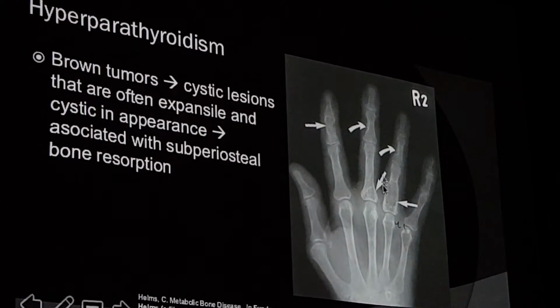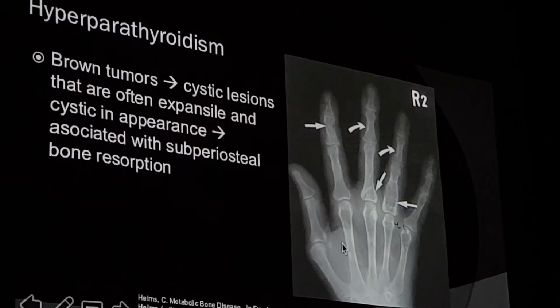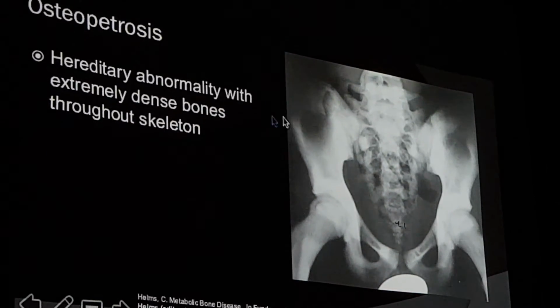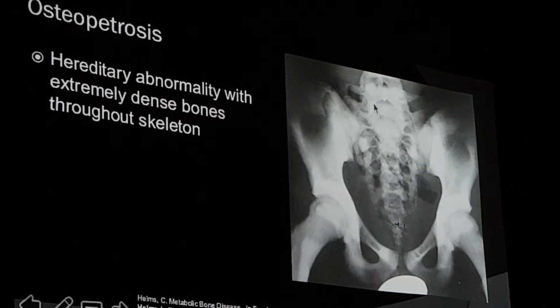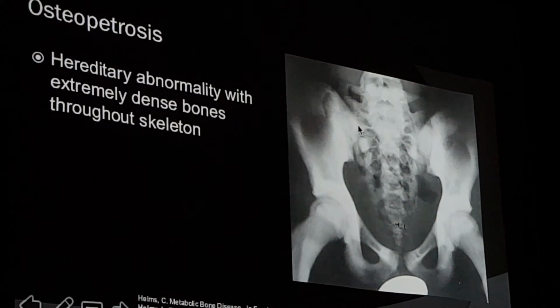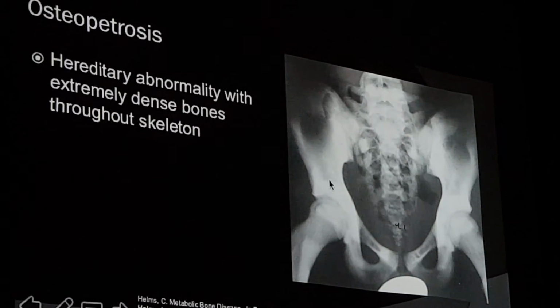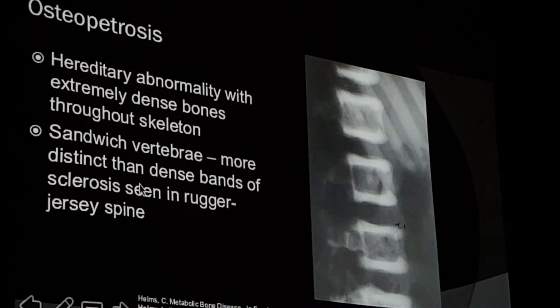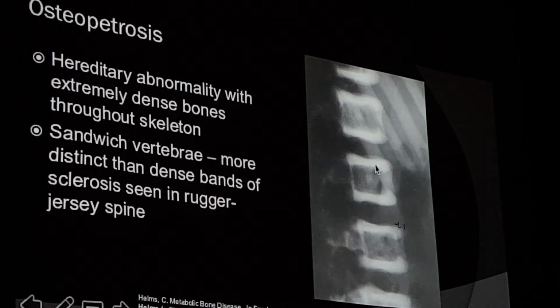Problem with hyperparathyroidism, it can also mimic metastasis. And these are what we call brown tumors, which are cystic lesions, often expansile and cystic in appearance. Another type of metabolic disease is osteopetrosis, wherein you have abnormally dense bones. So as compared to the rubber jersey, the bands are more dense. So here we have what we call sandwich vertebrae.